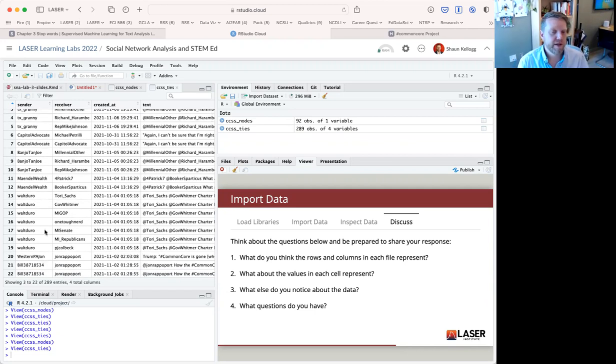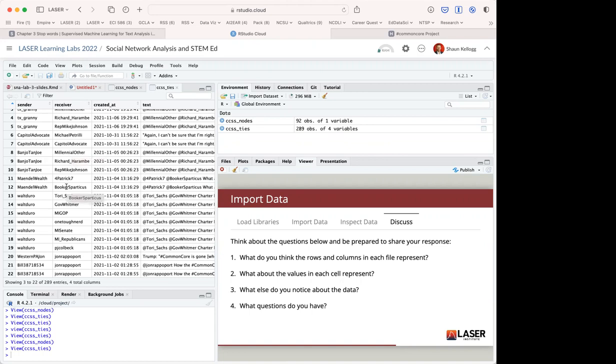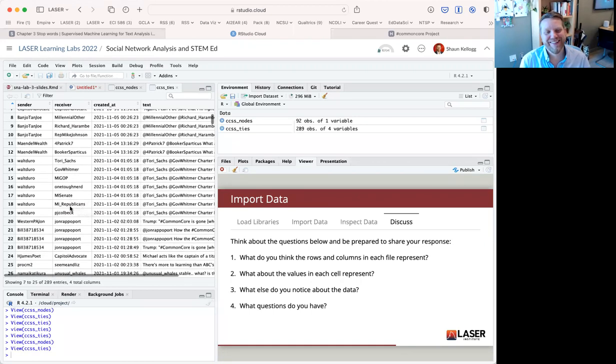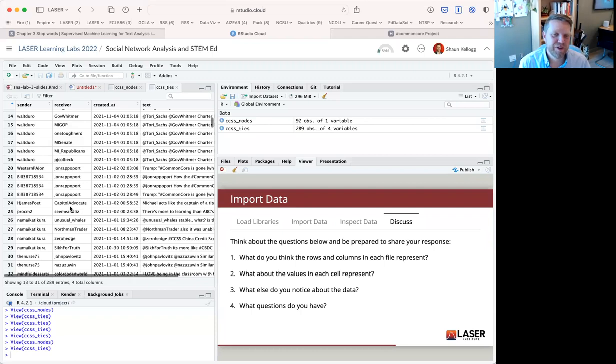And you can tell this is, forgive me, a directed network, because Banjo Tanjo might have tweeted to Millennial Other, but Millennial Other may have never responded or acknowledged that person's tweet. But if Millennial Other did tweet back to Banjo Tanjo, what would we call that type of tweet or that type of tie or relationship? Reciprocal. Yep, reciprocal. These handles are really interesting. Booker Spartacus, One Tough Nerd. And some of these actually seem like real names. John Rappaport.